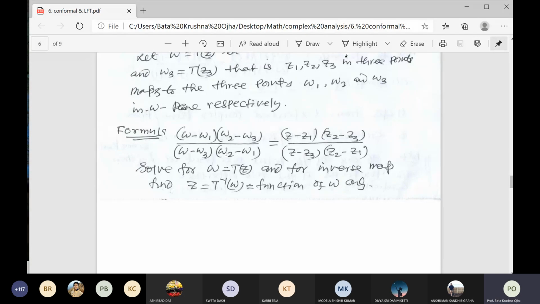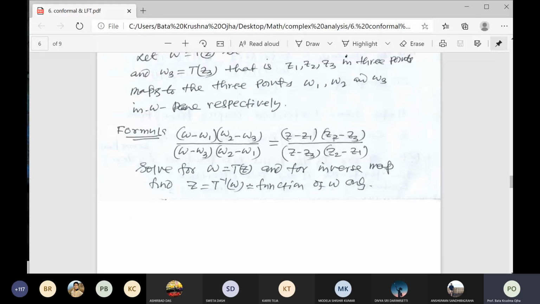Yes, sir. Suppose Z3 is infinity. You see which factor contains infinity. The denominator and numerator both have infinity factors, so you should not cancel them. Just write, if Z3 is infinity, the right side will be only (Z1 minus Z2) by (Z2 minus Z1).